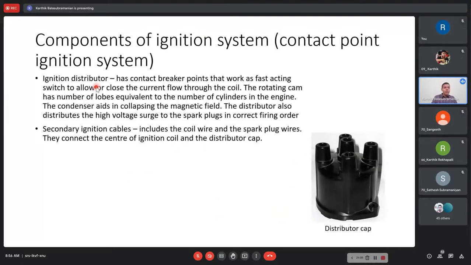Now there is something called the ignition distributor. This is the distributor gap. You can very easily see this in many of the engines. But what is the ignition distributor? It has contact breaker points that work as a fast acting switch to allow or close the current flow through the coil. So the rotating cam has a number of lobes equivalent to the number of cylinders in the engine.